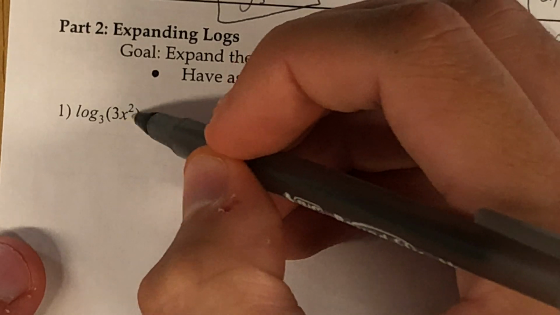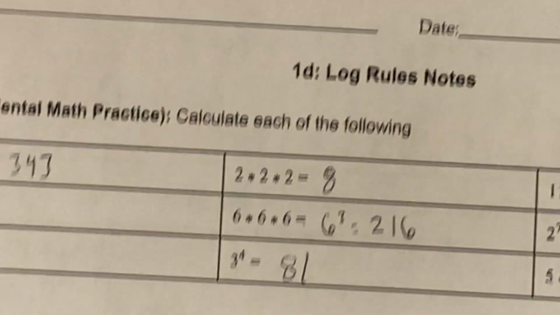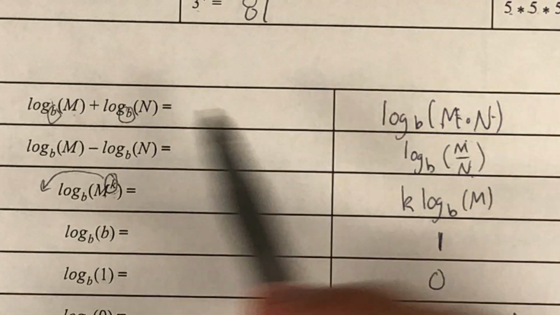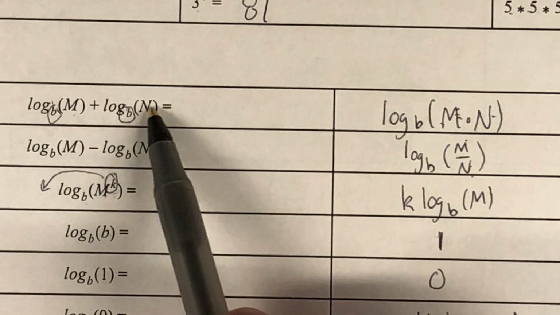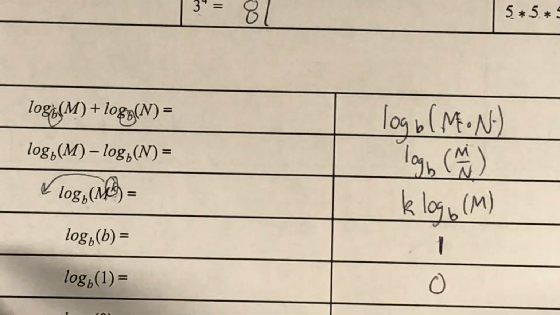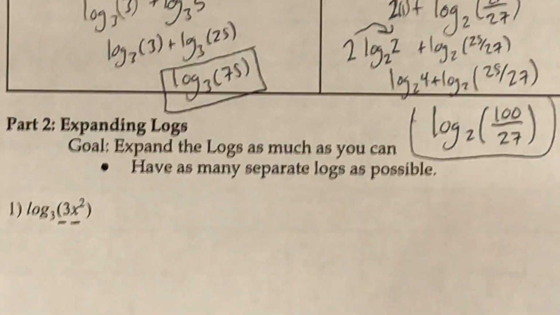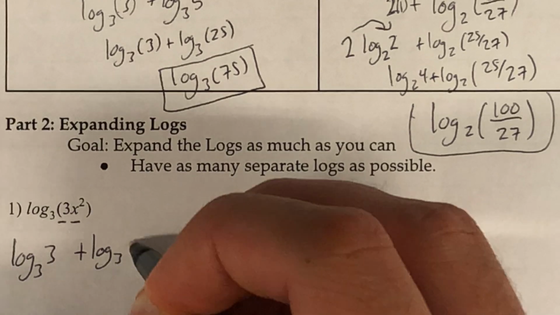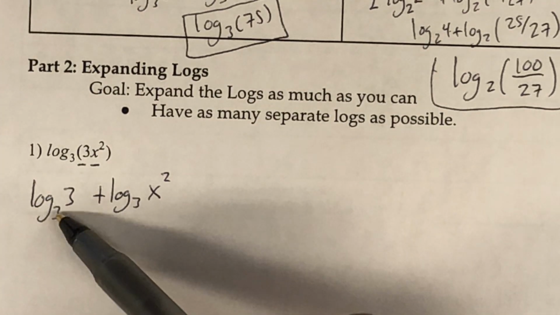So what I'm noticing here is we're multiplying 3 and x. So if we think about some of these rules that we were using, when you have two things multiplied, that's the same thing as adding those two logs with the same base. So when we're adding two logs, we multiply the inside. So if we're multiplying the inside, we can separate it into two logs through addition. So we're just doing the reverse of these rules we started with. So log base 3 of 3x squared could be written as log base 3 of 3 plus log base 3 of x squared. And from there, there's nothing more we can do here.